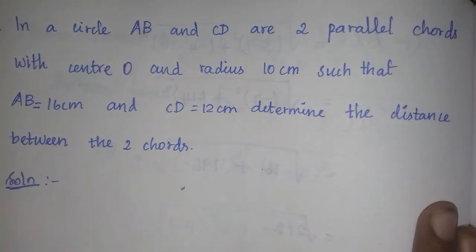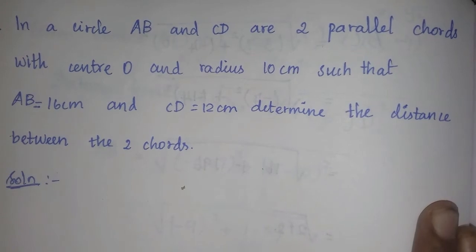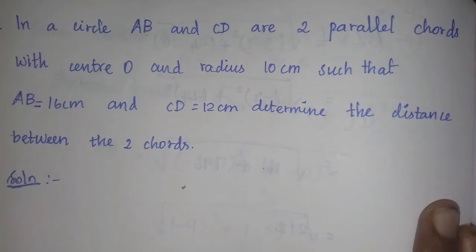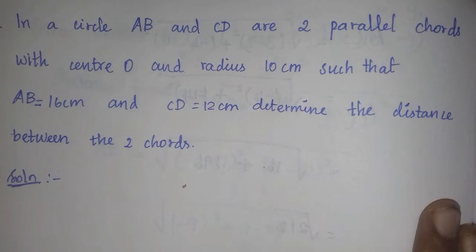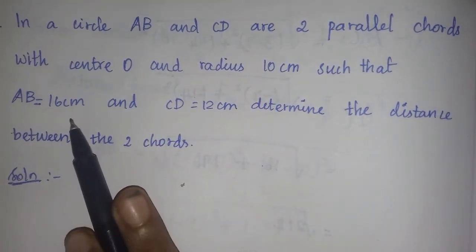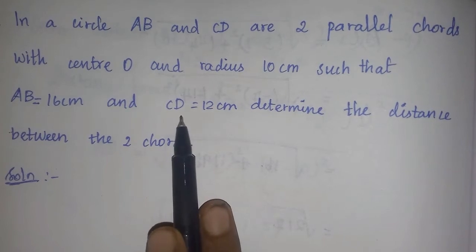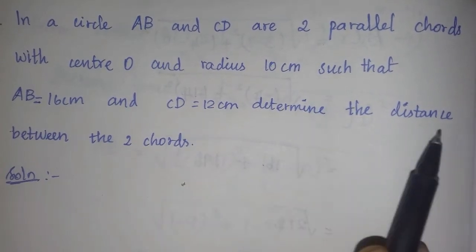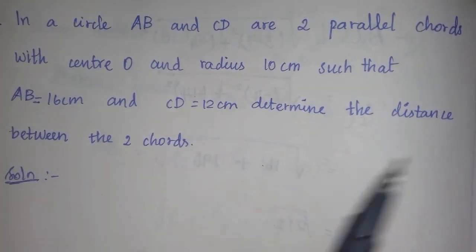In a circle, AB and CD are two parallel chords with center O and radius 10 cm such that AB is equal to 16 cm and CD is equal to 12 cm. Determine the distance between the chords.